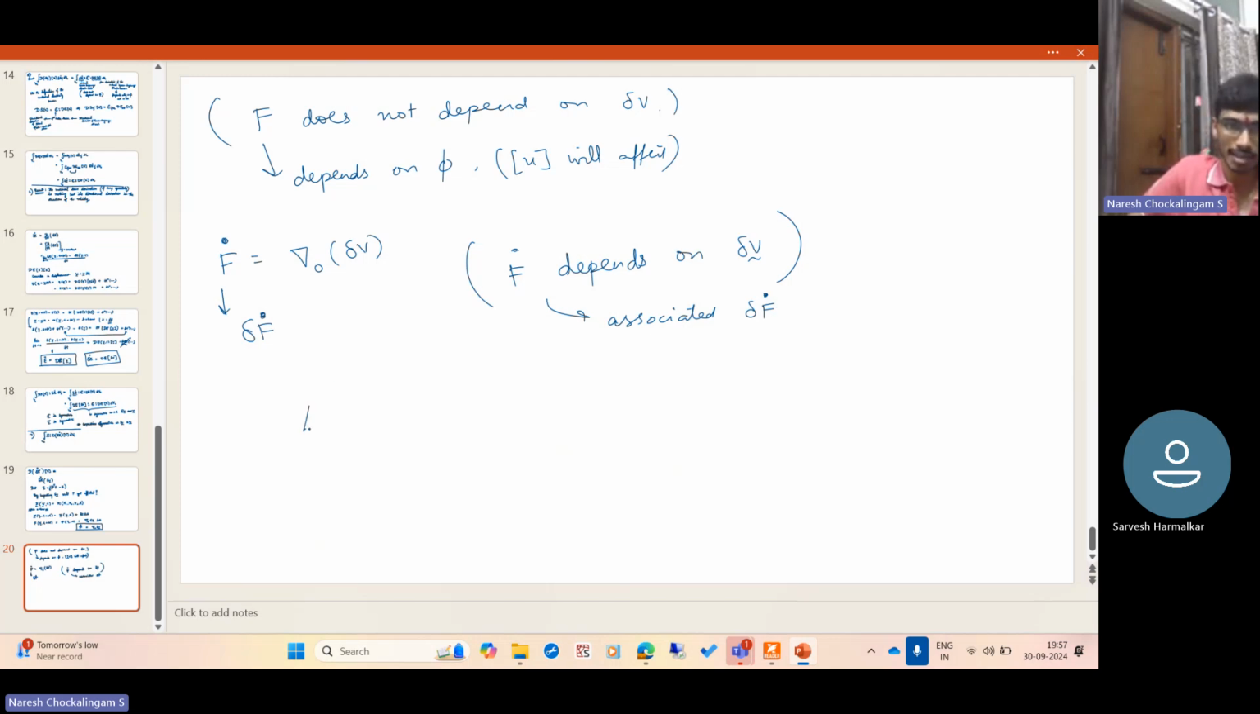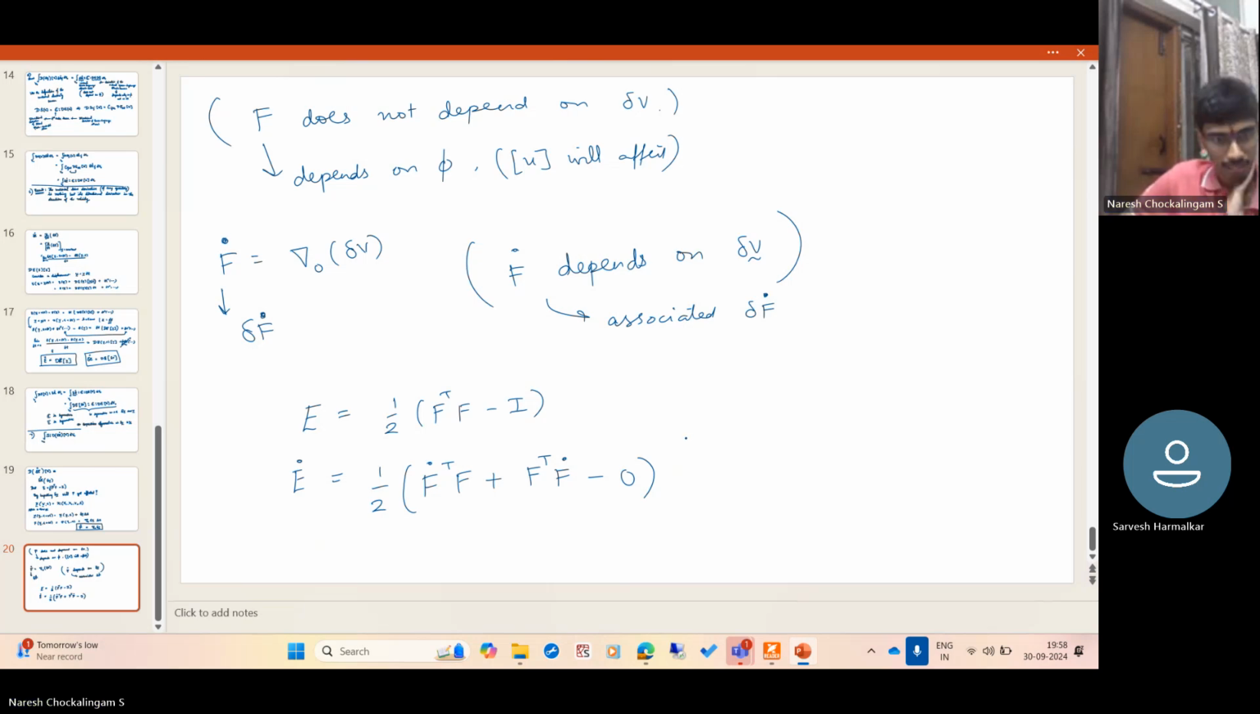Now, let's see what E dot is. What is E? E is half of F transpose F minus I. What is E dot? E dot is the material time derivative of the Green Lagrange strain tensor. So this is half of, using the chain rule, F dot transpose F plus F transpose F dot, minus I dot, which is 0. I is a constant, right? So this is okay.